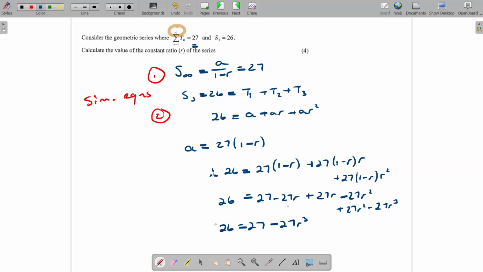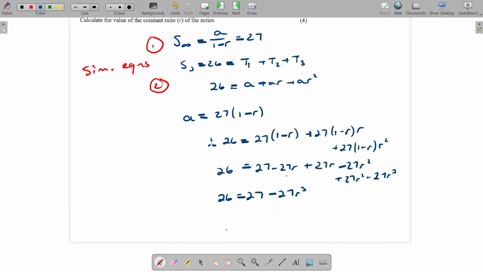Whereas at one stage the algebra looked quite long and was taking quite a lot of space, it falls apart quite quickly because what we see now is that therefore 1 over 27 equals r cubed, and therefore 1 over 3 equals r. We were able to find the constant ratio of our series.